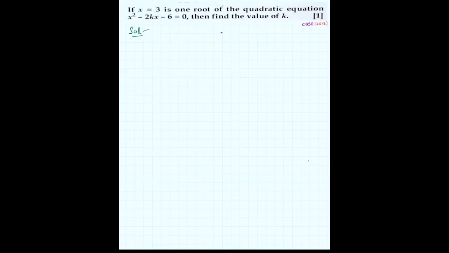Today we are going to discuss the CBSE 2018 exam paper. We'll start with section A and question 1. This section consists of questions which are basically of 1 mark. So let's start with question 1.